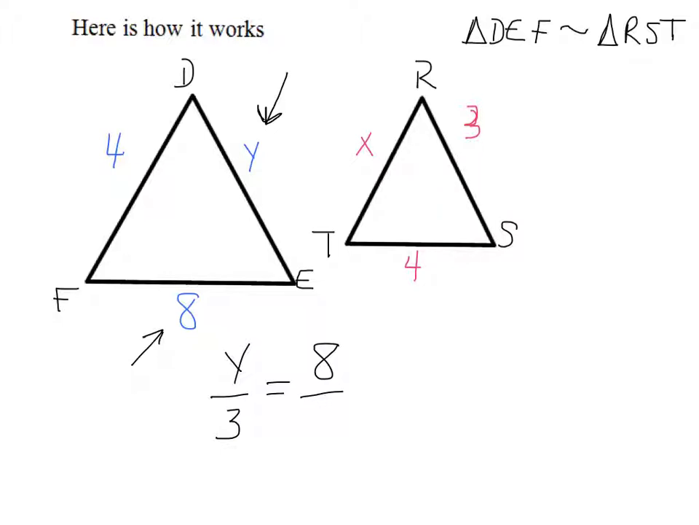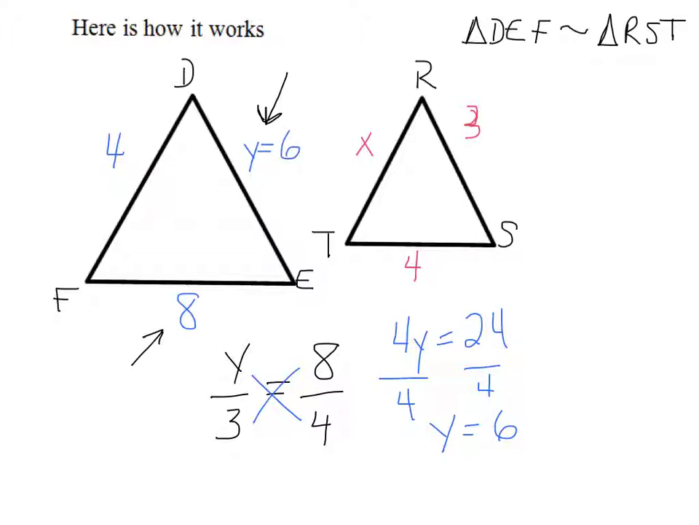Now what side corresponds with that? 4. And now I solve this proportion. If you remember how to solve a proportion, you cross multiply. So y times 4 is 4y. 3 times 8 is 24. I divide by 4, and I see that y is 6. So y is 6. Now let's do the same thing to find x.